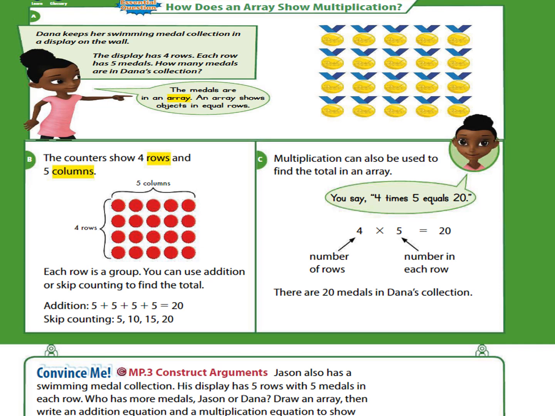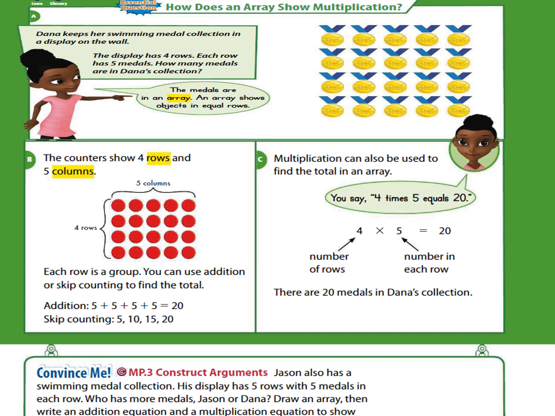Now open page 926 and follow me. Dana keeps her swimming medal collection on a display on the wall. The display has 4 rows. Each row has 5 medals. How many medals are in Dana's collection?